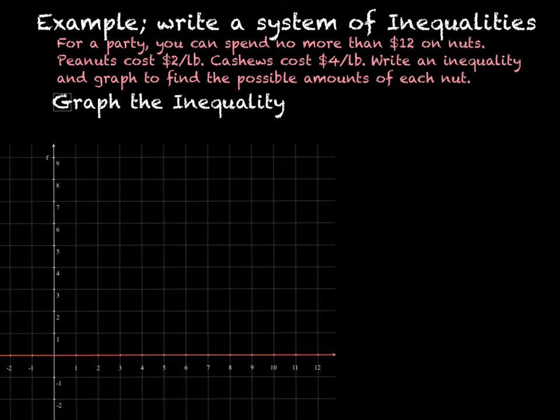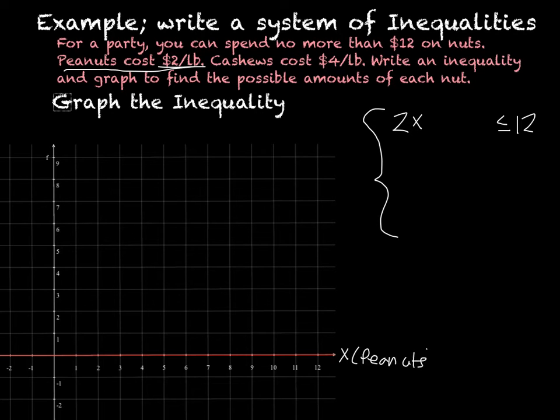For this next one, for a party you can spend no more than $12 on nuts. So I know that it has to be less than or equal to $12. And peanuts cost $2, so $2 for my peanuts. So I'm going to say my x is my peanuts. And then plus my cashews, which are $4. So $4 for my y. And those are cashews.